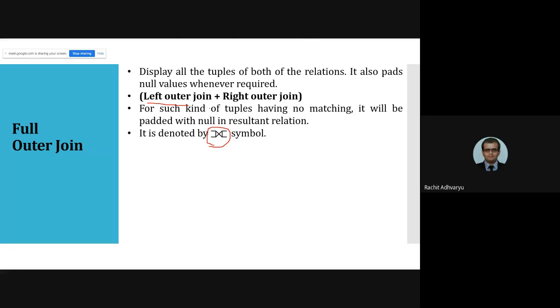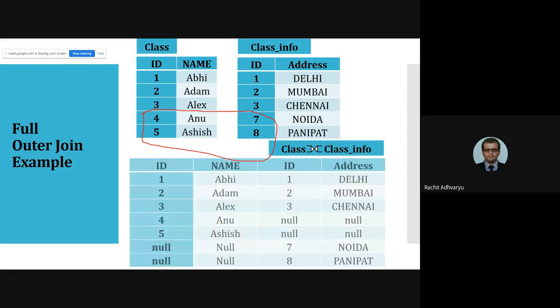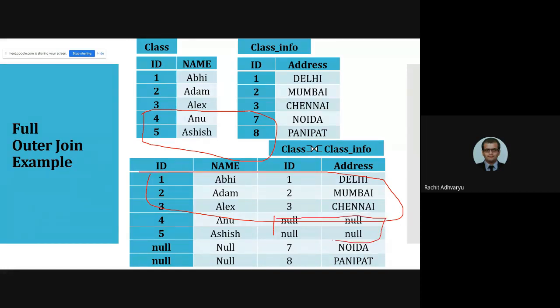So let us take an example directly. We have two tables, the same tables. Here it is 1, 2, 3, 4, 5. Here it is 1, 2, 3, 7, 8. So these two data are mismatched, else the first three rows are matched. So what will this full outer join do? Let us see. Wherever there is a match, it has shown the data, right? Now wherever there is a mismatch, it has put the null.